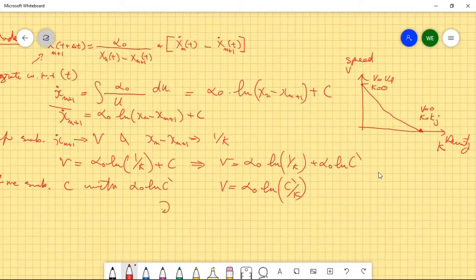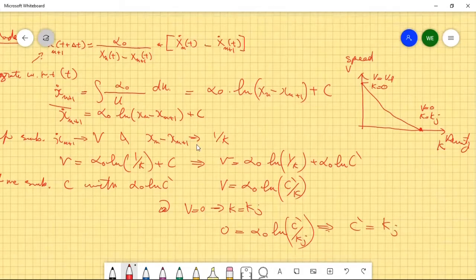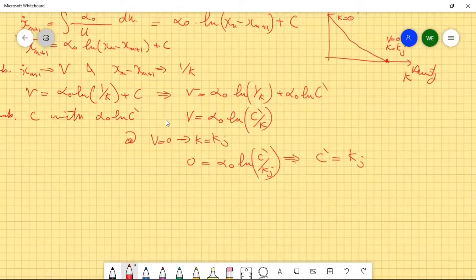So at V equals 0, K equals K jam, let's substitute with this boundary condition. We have V equals alpha naught ln C dash over K jam. From here we can say that C dash equals K jam. Then we end up with V equals alpha naught ln K jam over K. Now we need to find out what alpha naught is.